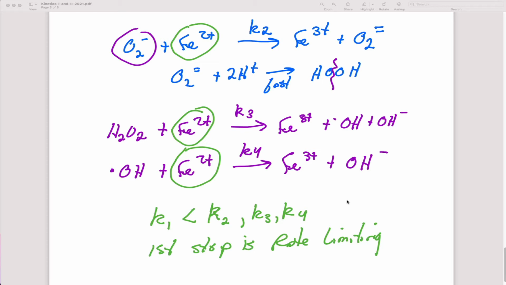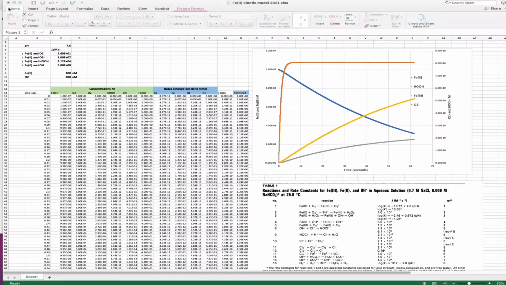So what I want to do now is actually implement these reactions into an Excel spreadsheet where I can calculate the concentration of iron 2 versus time, the concentrations of all the intermediates versus time, to make the point that the intermediates are formed early on in the reaction process, reach a steady state concentration, and then persist over the course of the reaction. So I will close this and open up my spreadsheet.